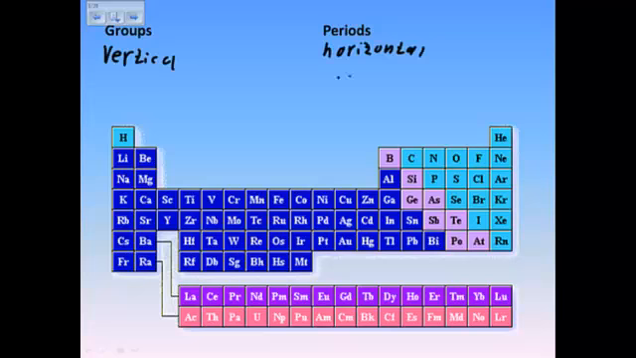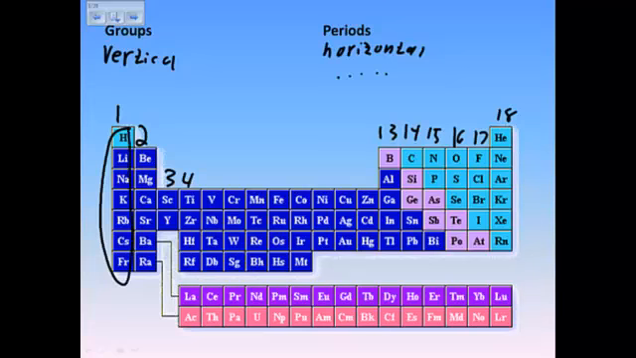I always thought of this little trick to think of periods as horizontal. But vertical groups are easy to recognize because those are the big numbers on top of each vertical column. Now, why is this important? Because groups have very similar properties.